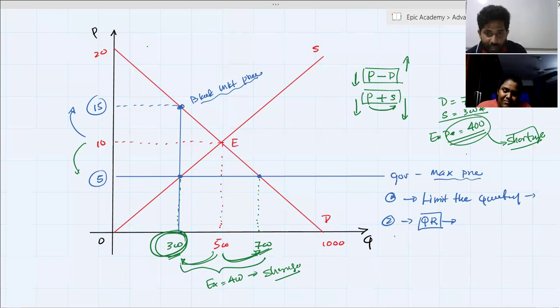And again, another solution: combine with other commodities.